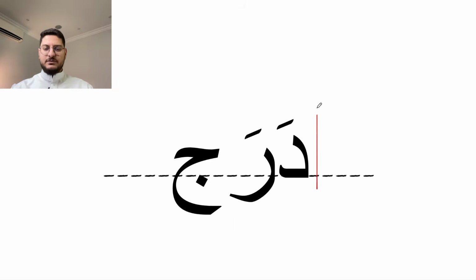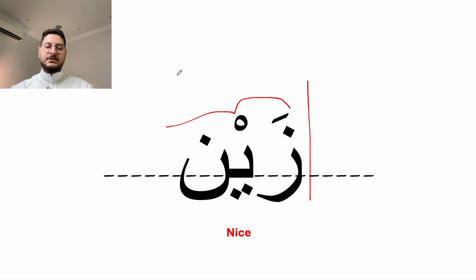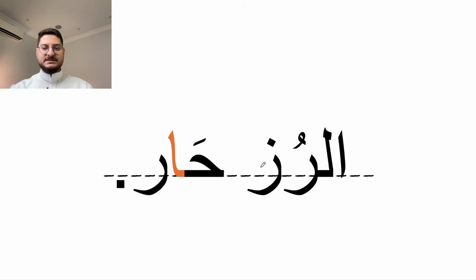I see two vowels in here, so we have two syllables. The first syllable is da, and then raj. Daraj, and daraj is a staircase. Next one. I see one vowel, so it's only one syllable. We have zain. And zain means nice. Let's look at some sentences now.